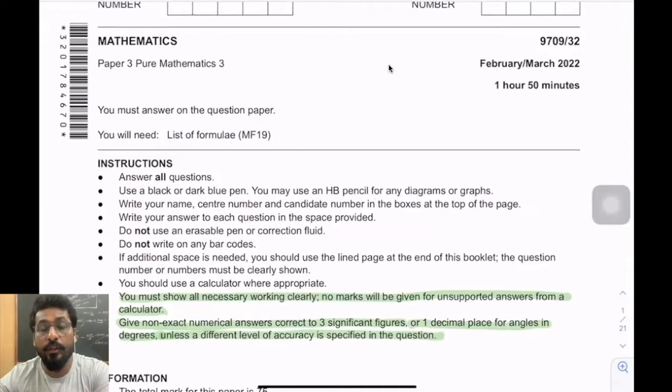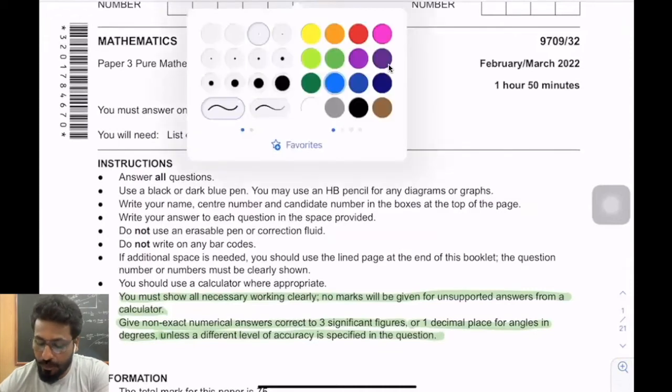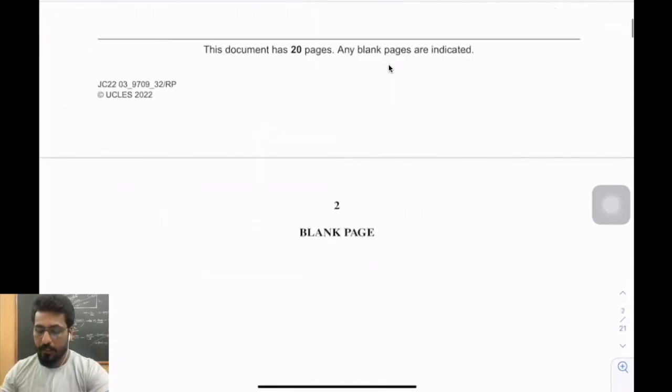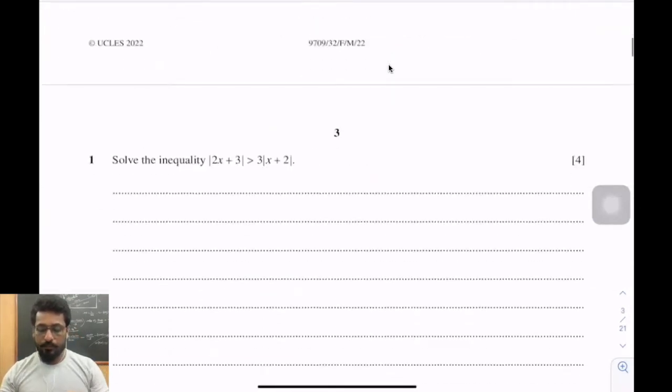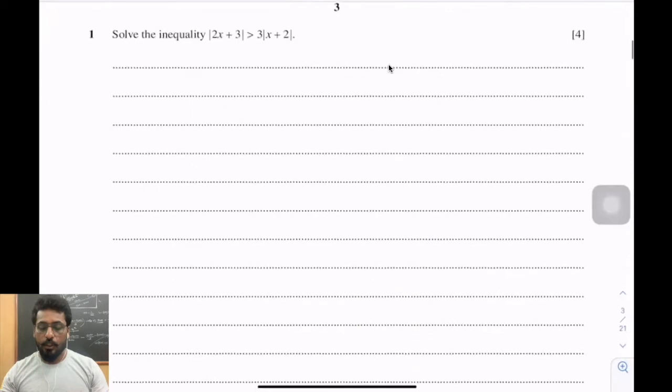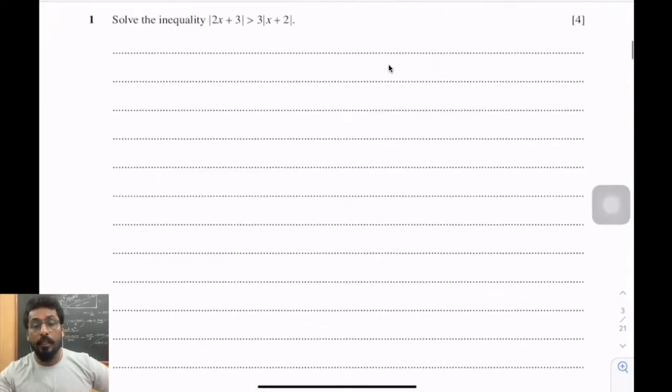So students, without much ado, let's begin the very first question. You can see the first question is, solve the inequality. The inequality is modulus of 2x plus 3 greater than 3 times of x plus 2. Now, there are 2 different methods to solve this particular question, but I usually rely on the first method, and I recommend my students also to do the first method.